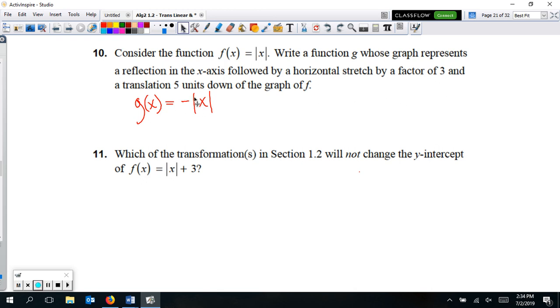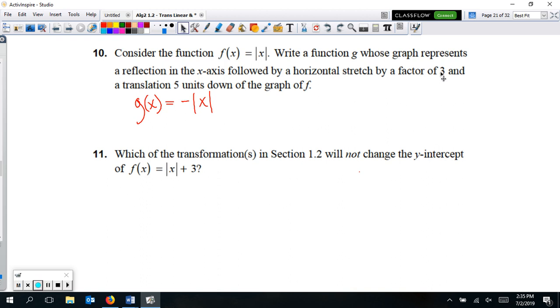If it was in the y-axis, the negative sign would just be inside with x instead of outside. So now we do the next part to this one. From here, we're now going to do a horizontal stretch by a factor of 3. Now if it's horizontal, remember what we have to do with the 3 is take the reciprocal of that number.